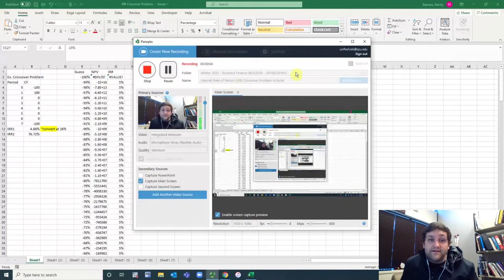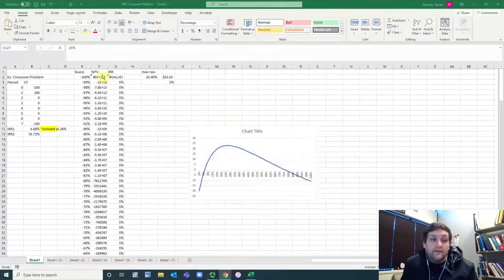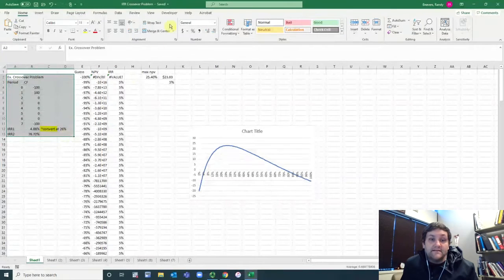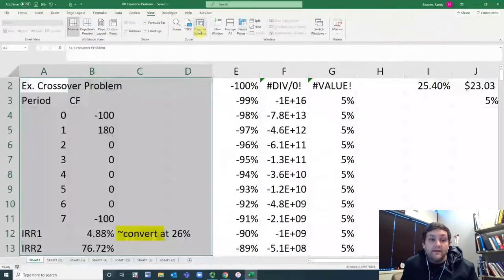This video will demonstrate the internal rate of return crossover problem using Excel. So one example of the crossover problem is demonstrated here.